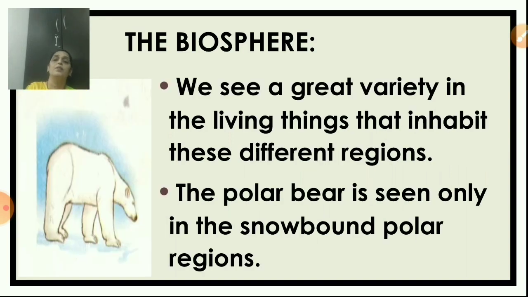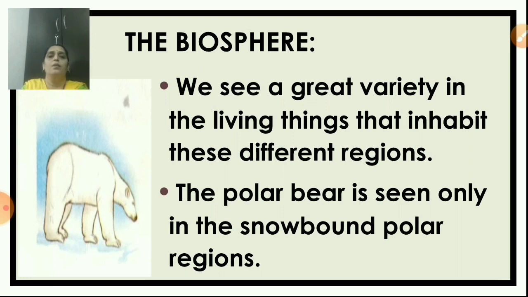Next, we see a great variety in living things that inhabit these different regions. The polar bear is seen only in the snow-bound polar region. This means, students, many living things are seen that live in these different regions. And so we can see polar bears in snowy regions like Alaska, Canada, Russia.